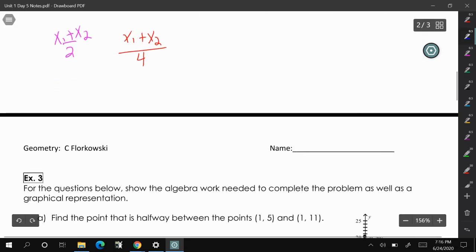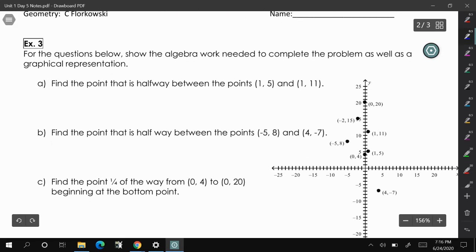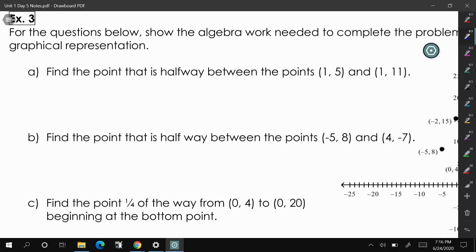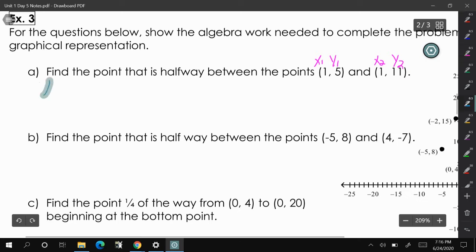All right, let's look at the next page. For these questions, we're going to use algebra to solve them, and then we can look at the graph to kind of check our answer or to help us out after we do the algebra. So find the point that is halfway between the points 1, 5 and 1, 11. So remember the midpoint formula. We're going to add our x1 and x2 together. So we have (1 plus 1) over 2, (5 plus 11) over 2. So that is our point.